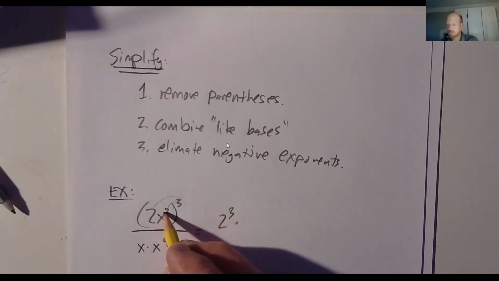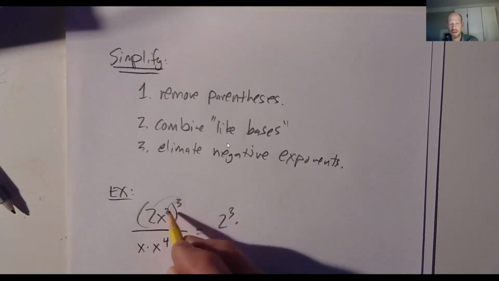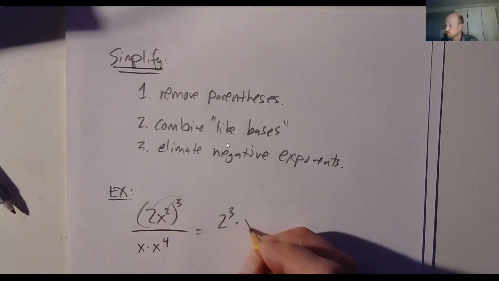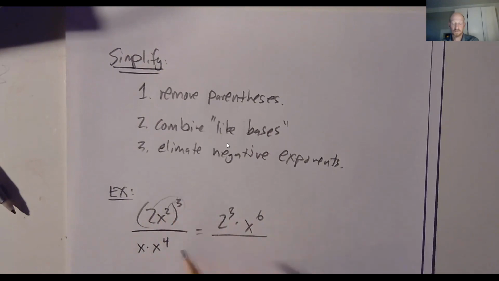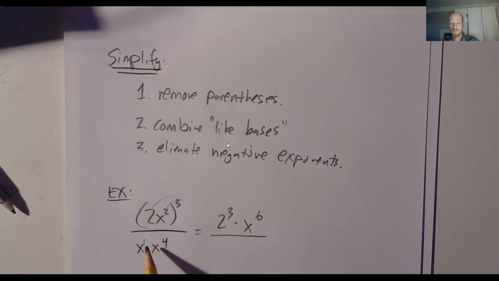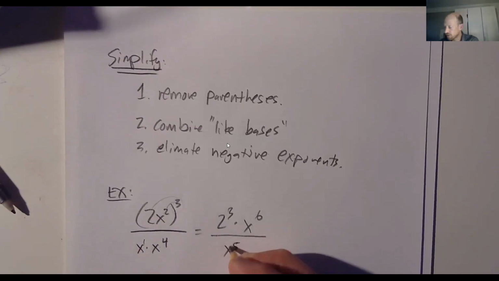And when I have x squared to the 3rd, I multiply those exponents. That was I think our second rule. So that gives me x to the 6th. In the bottom, if there's nothing written, you assume that's a 1. x to the 1 times x to the 4th. In that case, I add those exponents. That gives me x to the 5th.